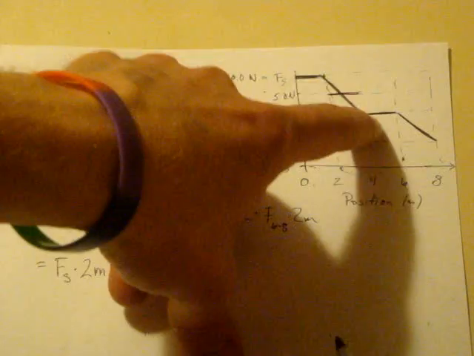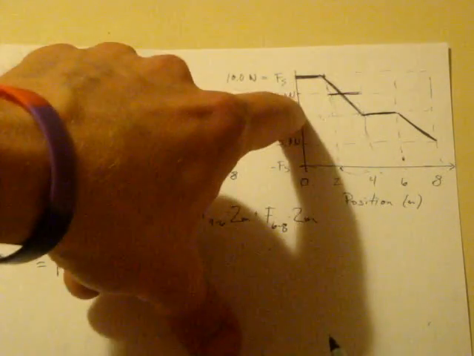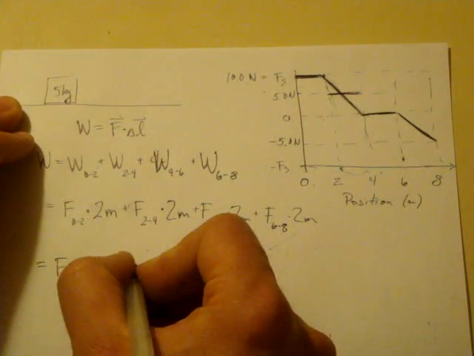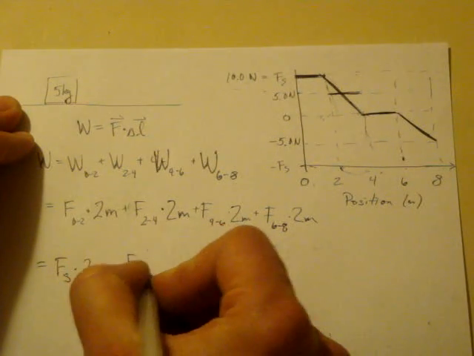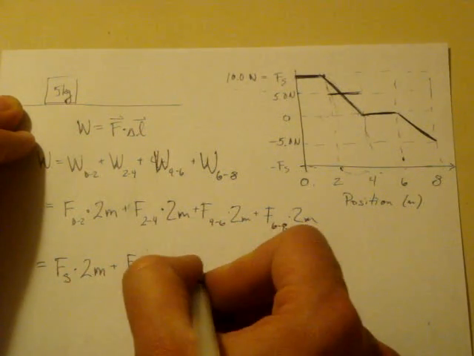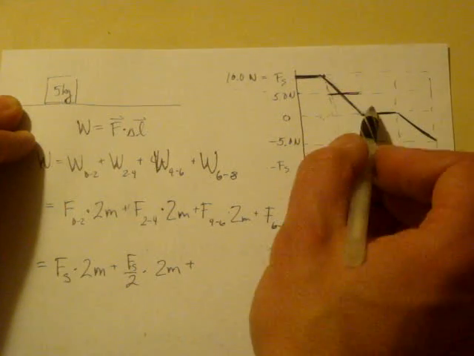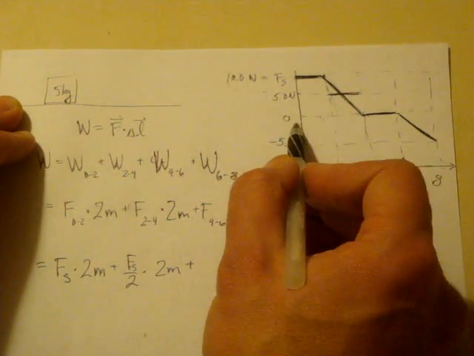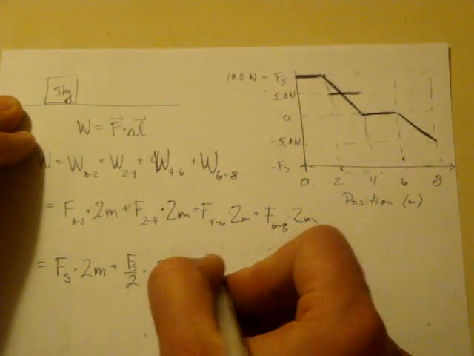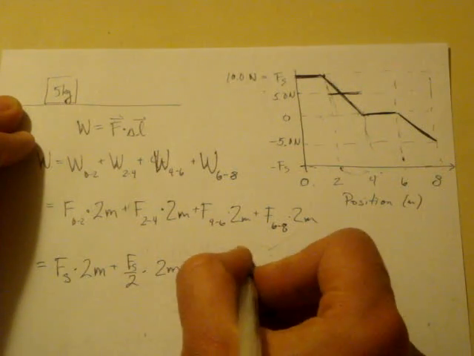So the average force between these 2 points is what we're really interested in, and that value would be 5 newtons. So we could simply take F sub s divided by 2 here, multiplied by 2 meters, plus between meters 4 and 6, we have a value of 0, right? This is a 0 newton force. So we'll just plug that in as 0 newtons times 2 meters.